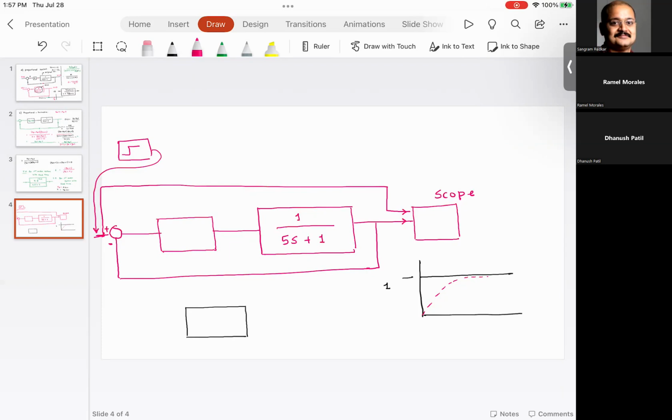Now let's do something different. Add another transfer function block here, and in the transfer function block, I want you to do something like this. The denominator of the transfer function should be 1, and the numerator of the transfer function should be 5.